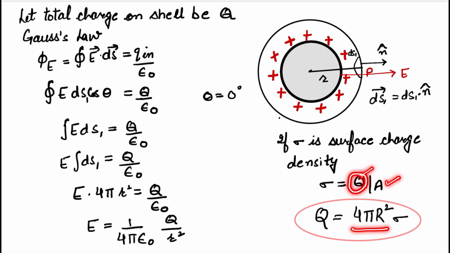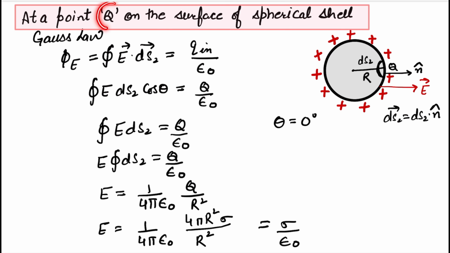So Q can be written as sigma multiplied with area. So it is sigma, the surface charge density, multiplied with 4 pi r square. So this Q has value 4 pi r square into sigma. Then we choose the point q, which lies on the surface of the spherical shell. So we have this point q.